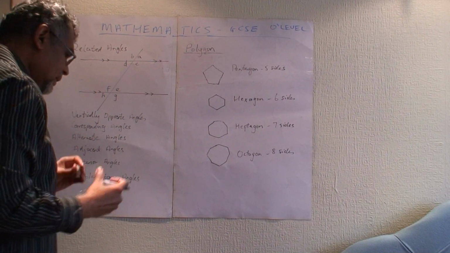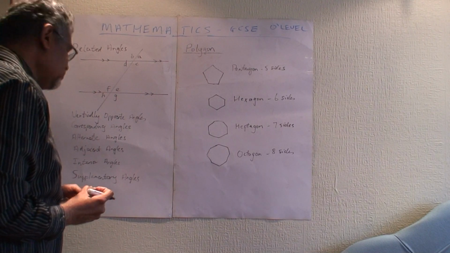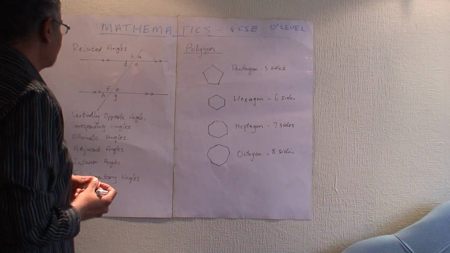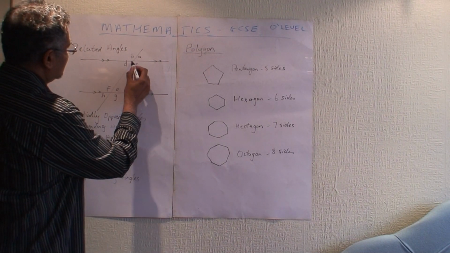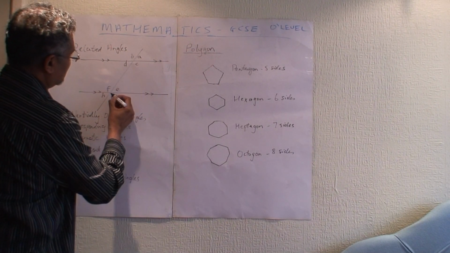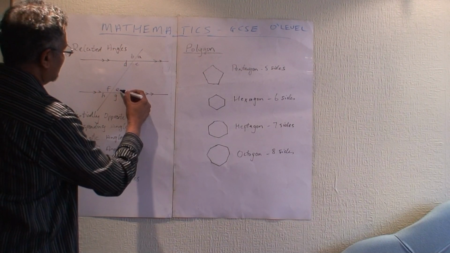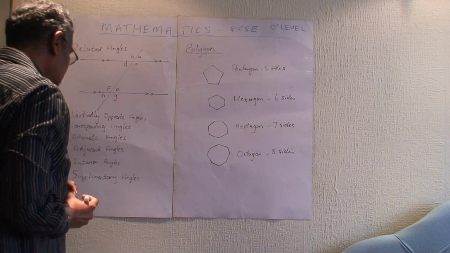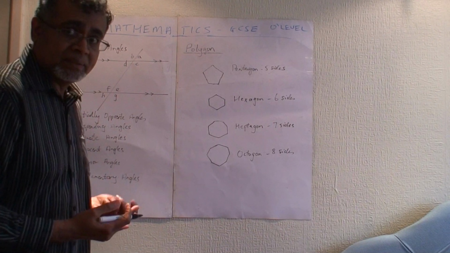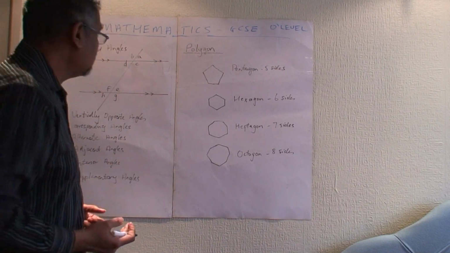Alternating angles are also equal, but they tend to form a Z shape. You can see there's a Z here. So this D and this E will be known as alternating. D and E, they'll be known as alternating.